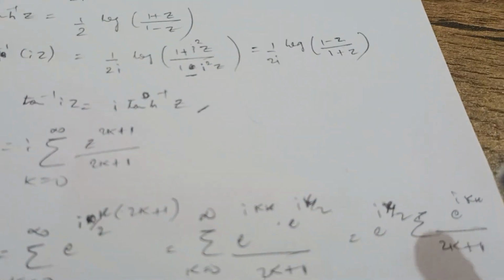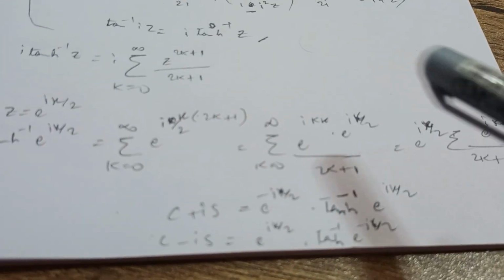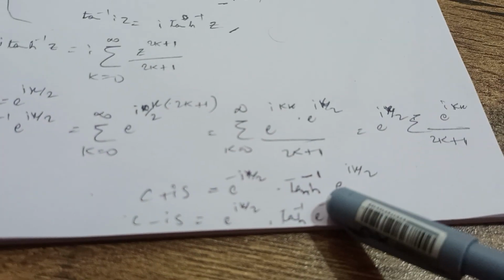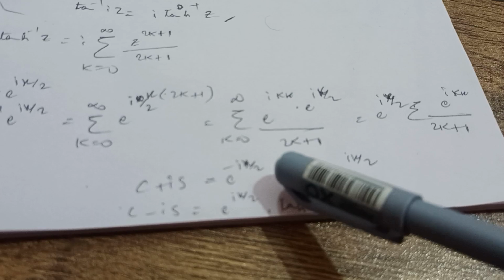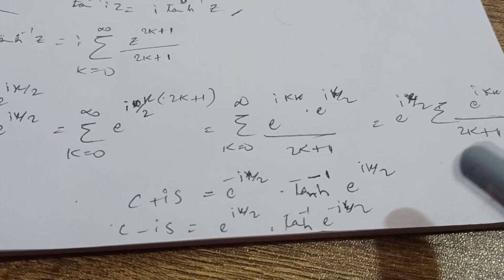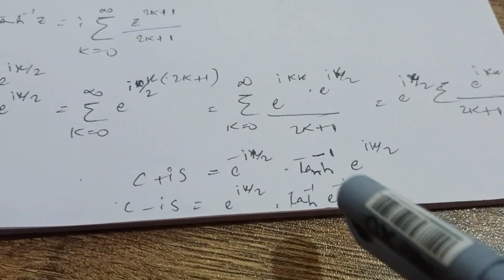So e to the power ikx upon 2k plus 1, this one is c plus is, and that can be written as c plus is equals e to the power ix by 2 into tan inverse hyperbolic of e to the power ix by 2. This has come from here. Okay. Now for c minus is, just replace i with minus i. You will get c minus is equals e to the power minus ix by 2 into tan inverse hyperbolic of e to the power minus ix by 2.